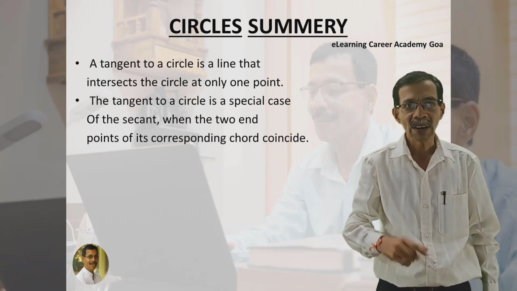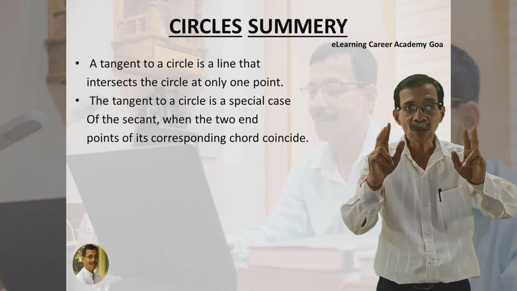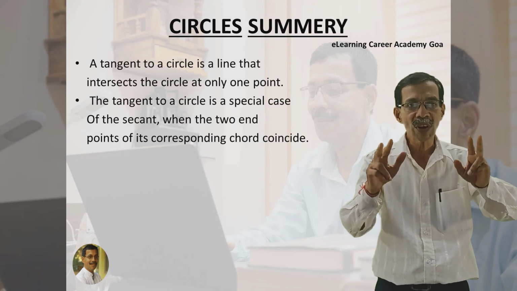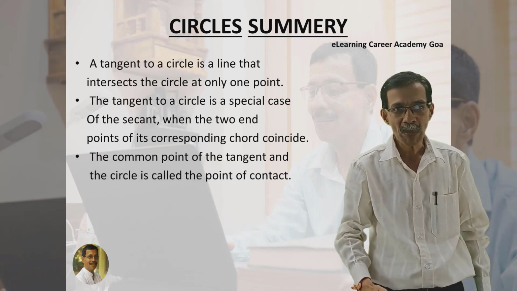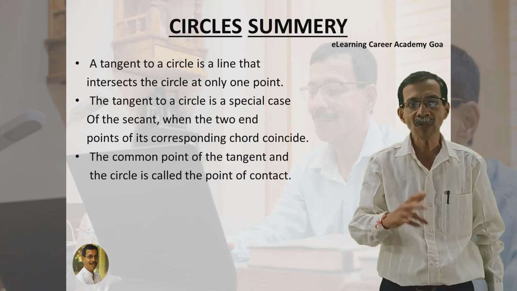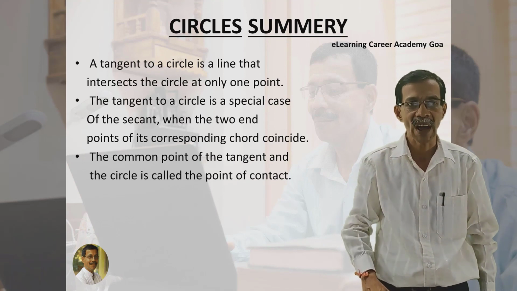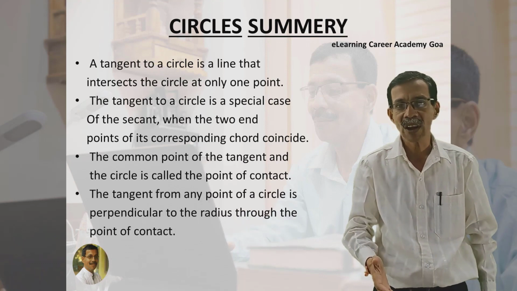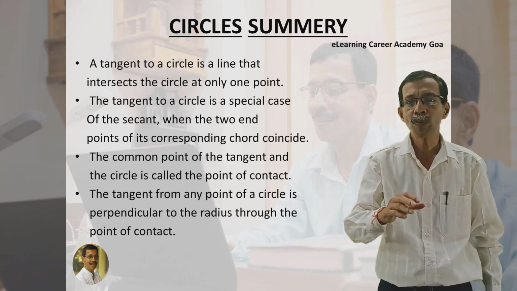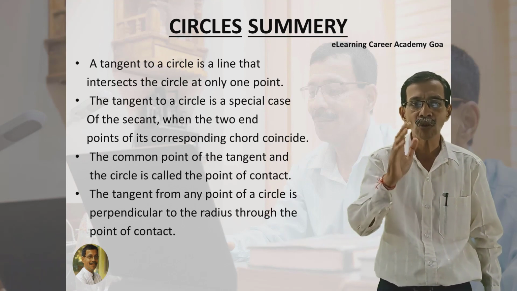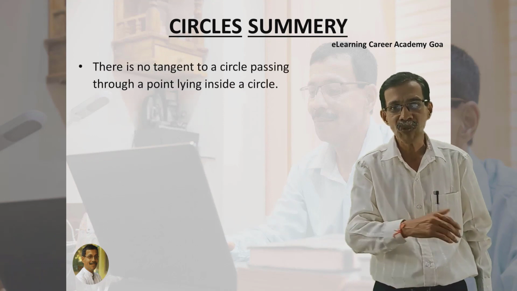Next point, the tangent to a circle is a special case of the secant where the 2 points of its corresponding chords coincide with each other. Point number 3, the common point of the tangent and the circle is called the point of contact. Point number 4 is like this: the tangent from any point of a circle is perpendicular to the radius through the point of contact. Next we will see point number 5.